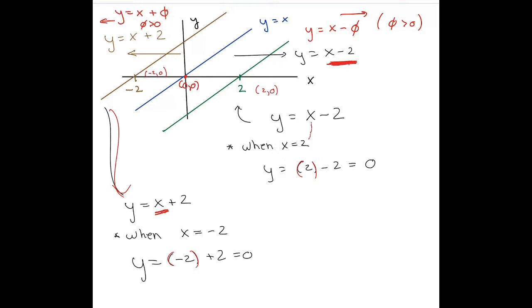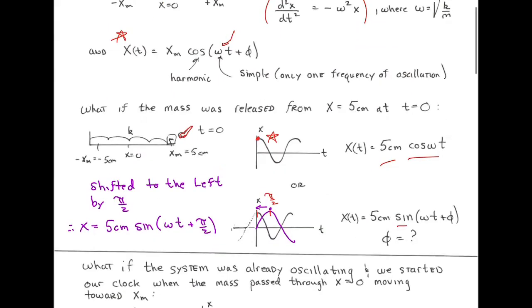So sure enough, if I take this blue curve here and shift it over to the left, then that's written as a positive phase shift. So that's written as y equal x plus phi, where phi is a positive number. That's how we remember the direction of the phase shifts. x minus 2 shifted to the right, x plus 2 shifted to the left.